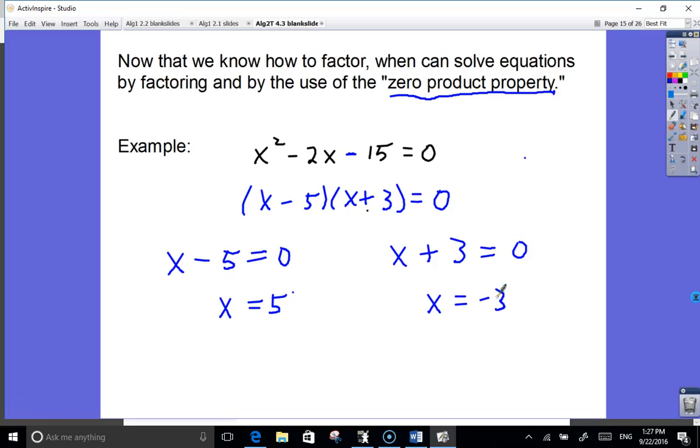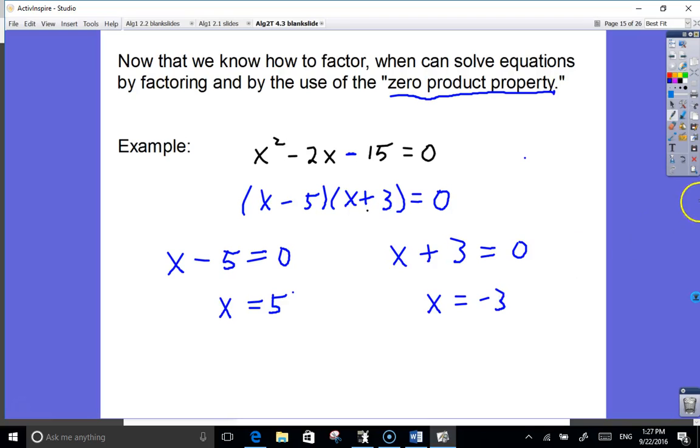And actually most of the time we're kind of doing that in reverse. If the solution is 5, it must have come from a linear factor of x minus 5, right? If the solution is negative 3, it should be x minus negative 3, which is x plus 3.